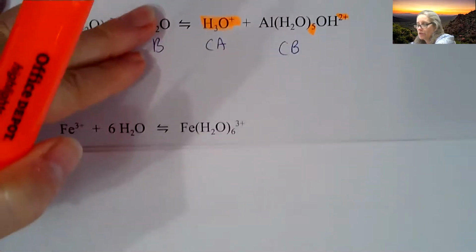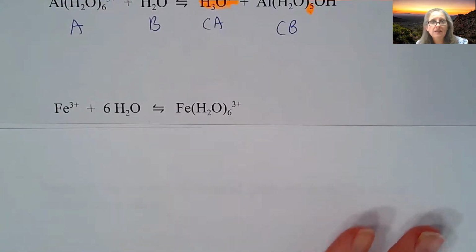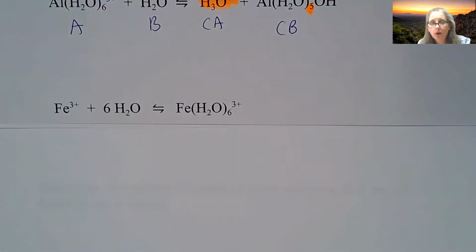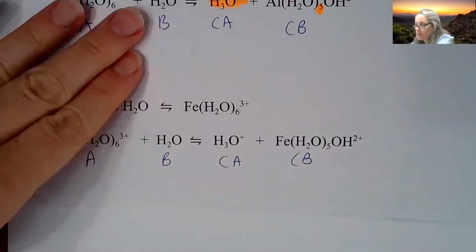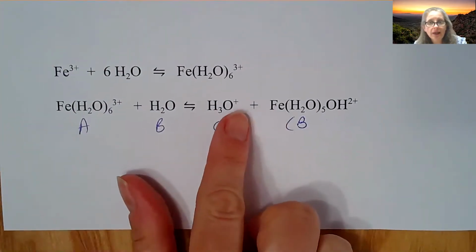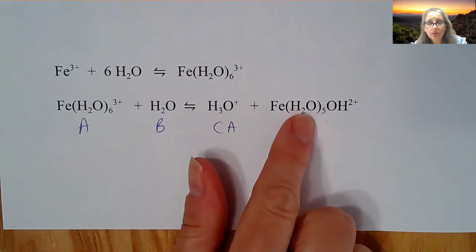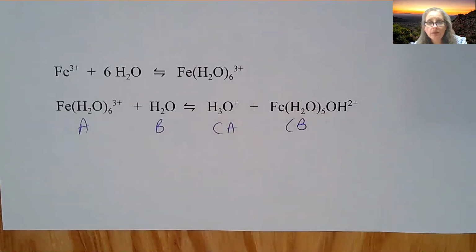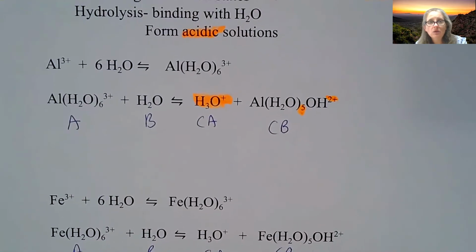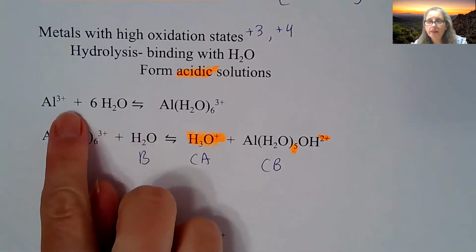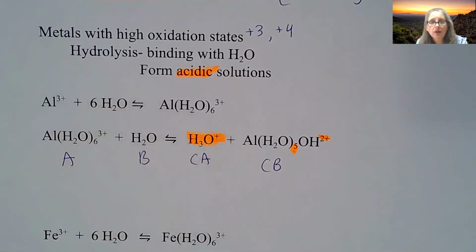So I would like you to try Fe. See if you could write the second equation where you have one more water added on and it shows you your conjugate acid-base pairs. So pause the video and see if you could write it. All right, so you're going to take this complex ion here and you're going to add another water to it. You're going to make hydronium ion, and then you're going to have Fe with 5 waters, an OH, and a 2+. Again, this will be your conjugate acid. This will be your conjugate base. So again, anytime you see any metals with water, you're going to have an acidic solution. So we'll come back to that a little bit later on.